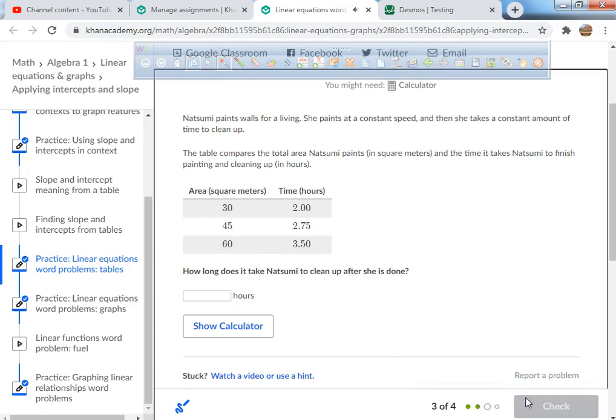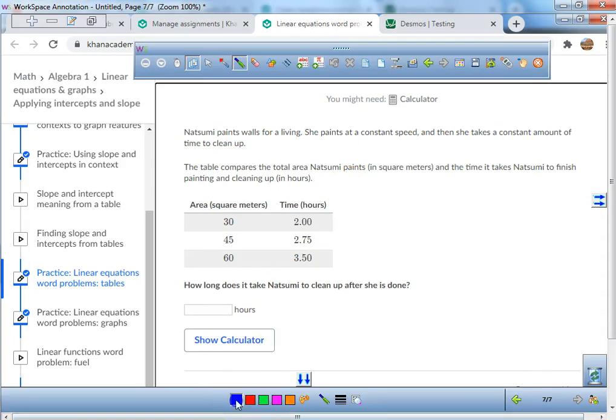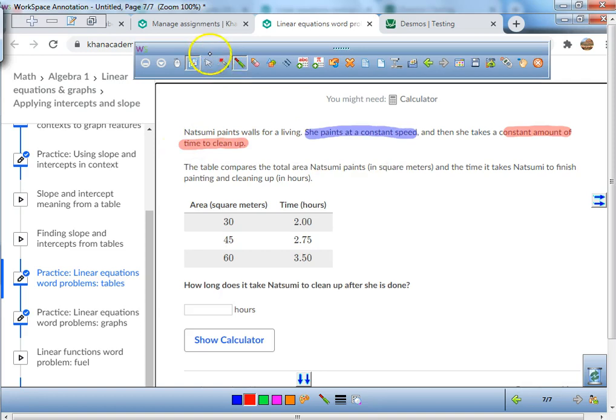All right, so here we go. Last problem I'm going to do. It says Natsumi paints walls for a living. She paints at a constant speed. Well, what does that mean? The constant speed is the slope. So this is the slope. And then she takes a constant amount of time to clean up. Well, the constant amount of time she takes to clean up, that's the Y-intercept.